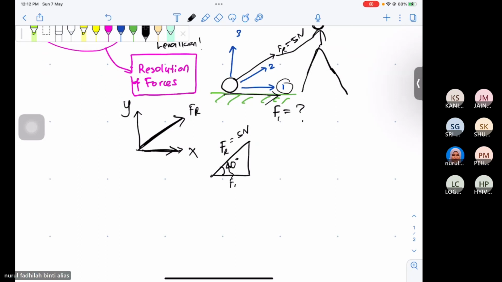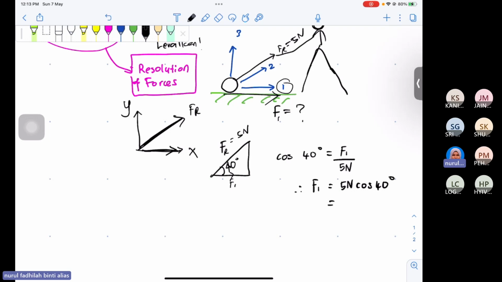Cos. So cos 40 degrees equals F1 over the hypotenuse. The hypotenuse is 5 Newton, so therefore you get F1. F1 is 5 Newton cos 40 degrees. Just press the calculator and you get the answer. This is what is called resolution of forces.